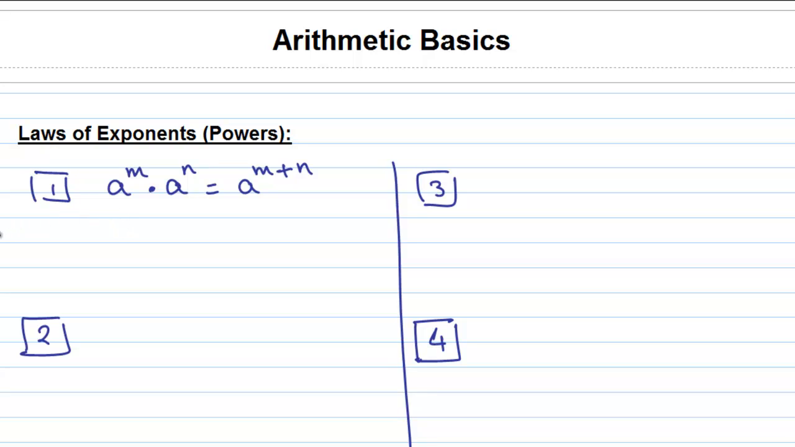Simple example for this one would be if I have 2 power 3 multiplied by 2 power 5. If we apply the rule here, we should add the powers. So I have 2, 3 plus 5. We add the powers. So it will be 2 to the power of 8, and if you write this for short form, it will be 256.